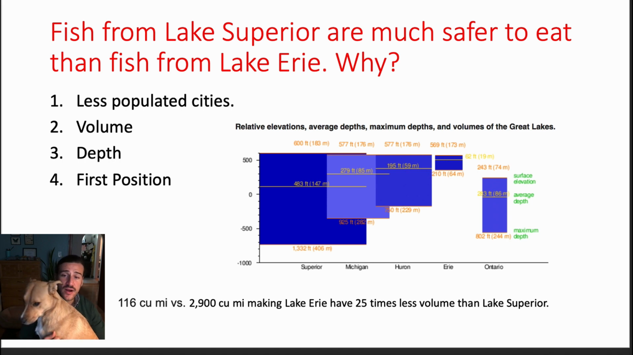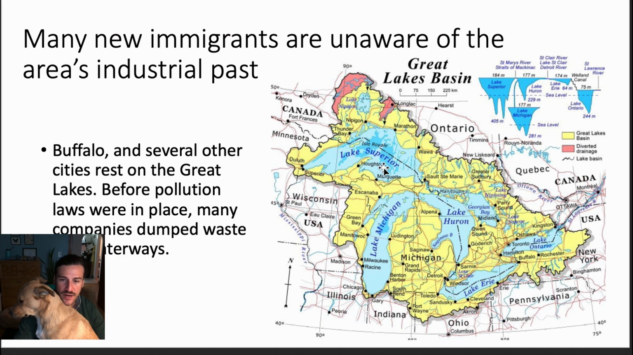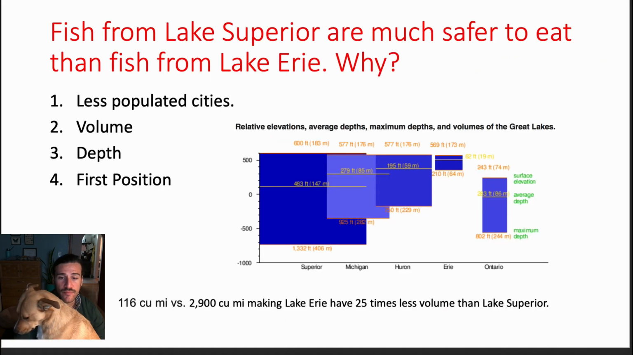So fish from Lake Superior are much safer to eat than fish from Lake Erie. Now you have to know these 4 reasons. Number 1, Lake Superior, if we look at it right here, has much fewer people surrounding it. So less populated cities rest on Lake Superior. Its size in this figure suggests its volume, right? And Lake Superior has the highest water volume. It's actually like 25 times the volume of Lake Erie.